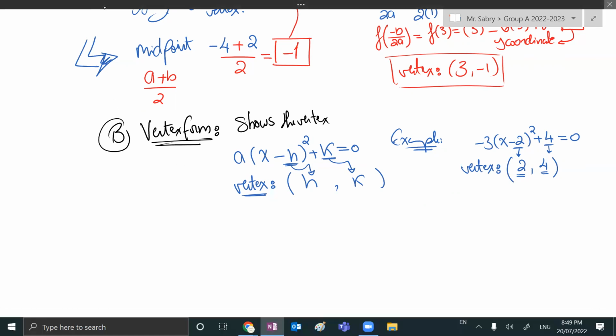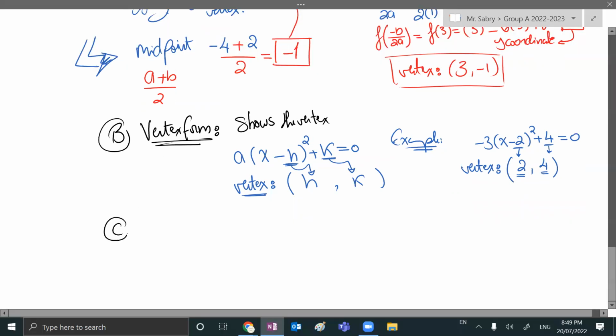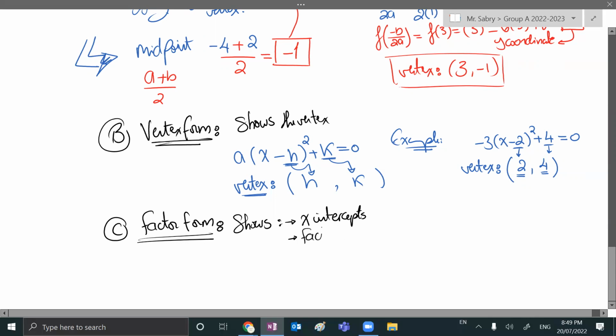All right. Third form and last form. It's what we call the factor form. This is also extremely important because it's been repeated a lot in the previous few tests. This factor form shows too many different things. First of all, it shows the x-intercepts. It also shows the factors of the function. It shows the solutions.